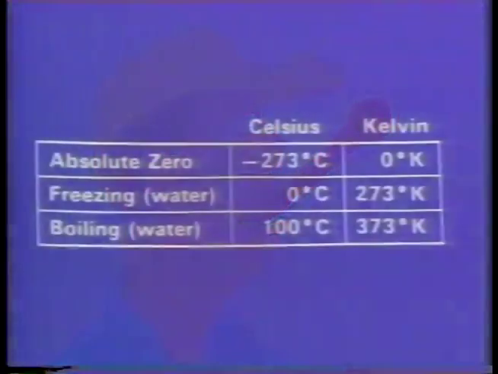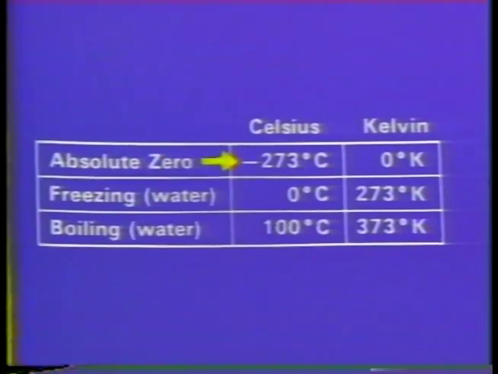This chart illustrates the relationship between the Celsius and the Kelvin scales. Absolute zero, minus 273 degrees Celsius, 0 degrees Kelvin. Water freezes at 0 degrees Celsius and 273 degrees Kelvin. And it boils at 100 degrees Celsius and 373 degrees Kelvin.